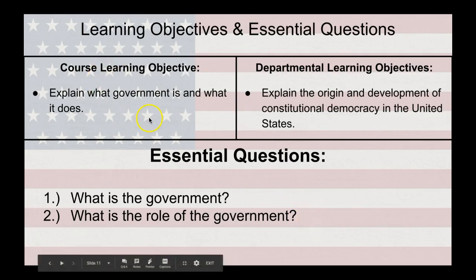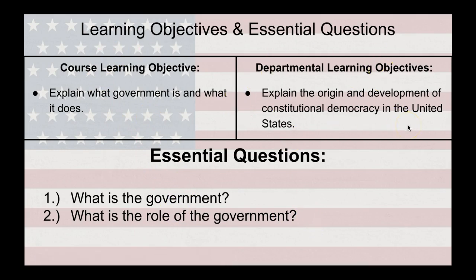Because the course learning objective is very specific to the lecture that we're doing, and the departmental learning objective might be something that we build upon as we move forward. So I just like to put this in here as a way for you to go back and check yourself to make sure that you are on the right track.